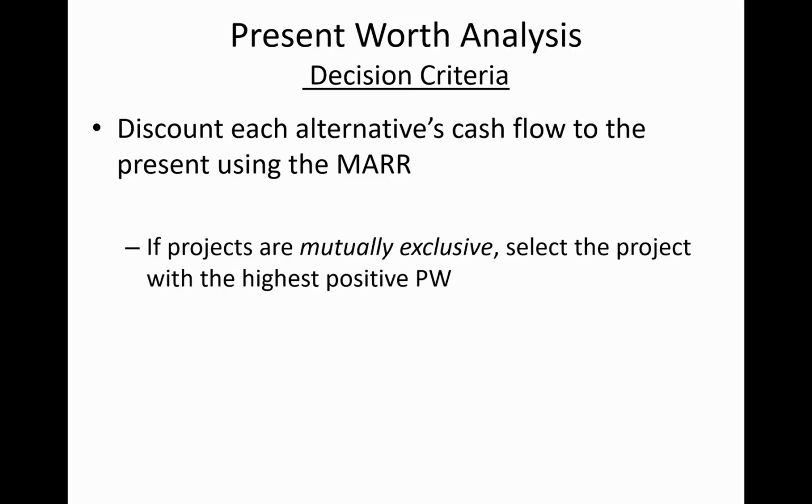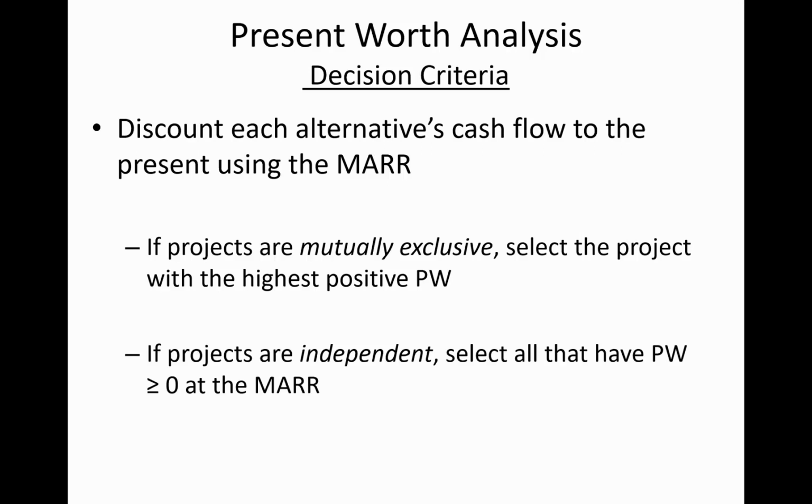Now, if the projects are mutually exclusive, then the decision criteria is select the project with the highest positive present worth. So if you have two different cash flow diagrams, discount everything to the present, pick the one that's the biggest number at the present, the most profits.